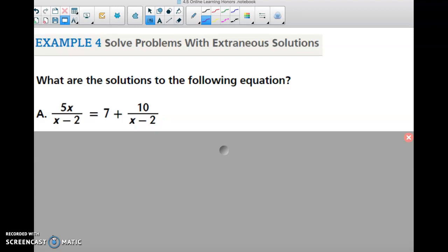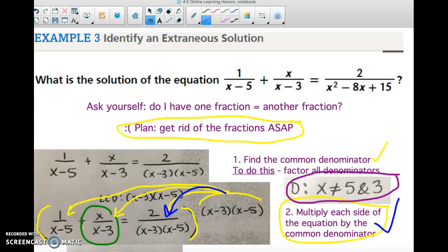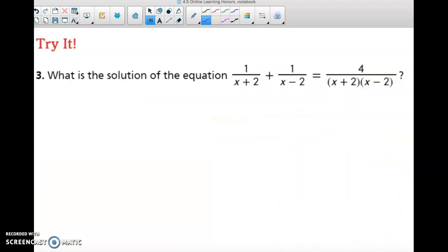First thing I think about is, can I do the easy way? Do I have one fraction equal to another fraction? I sadly don't, because here there are two, it doesn't look like this is a fraction. But I could make it a fraction by putting it over 1. So I don't have one fraction equal to another fraction, which means I have to go back through the process we just did, where I need to get rid of those fractions. How do I get rid of the fractions? I get a common denominator and then multiply each side of the equation by the common denominator.